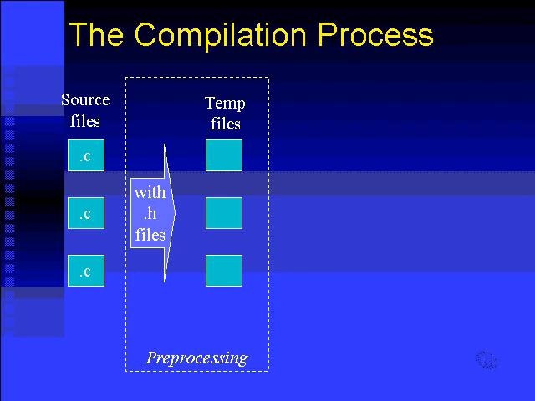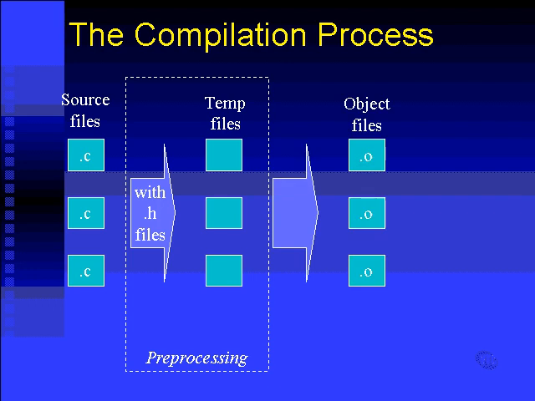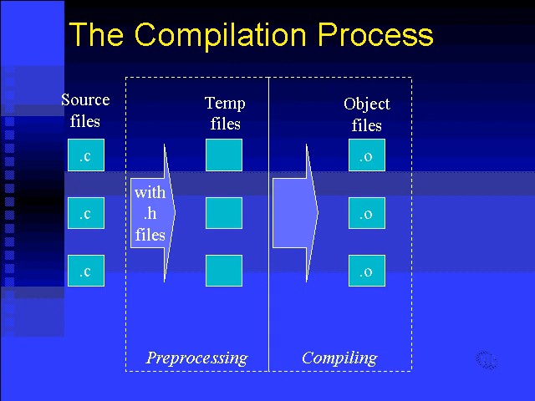Next, those temporary files are then compiled and you end up with object files. What is an object file? Well, it is, if you like, the machine code equivalent of the source file that you wrote. So in other words, you write something in a .c file, something that you can understand. The compiler then converts it into something that a computer can understand, in other words, machine code. That conversion process is known as compiling. So the second phase of this is the compilation phase, the true compilation phase.